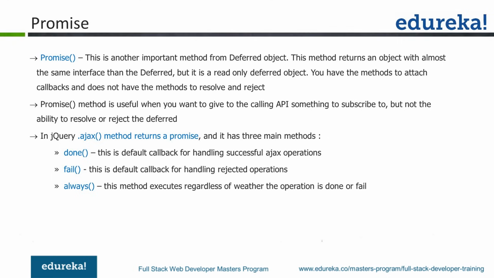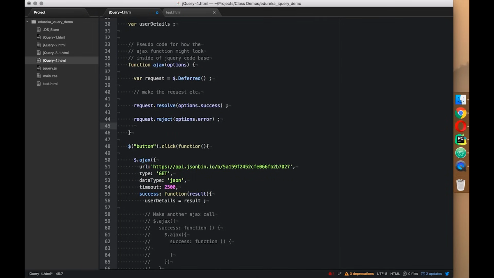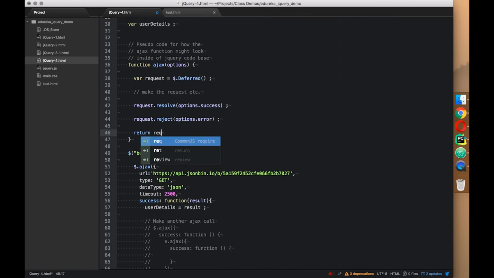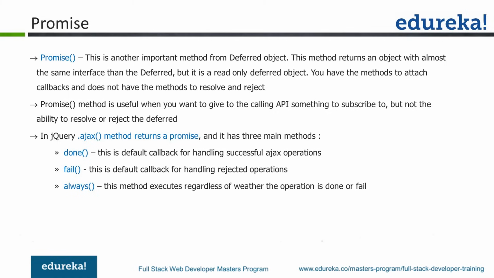One way to look at it is that deferred is the producer. It is what actually does the work, so it is what would actually make that AJAX call, wherever the deferred is defined. But it would return a promise. That function would probably return something like request.promise. Now the promise is the consumer. The promise is what decides what to do when the function returns.